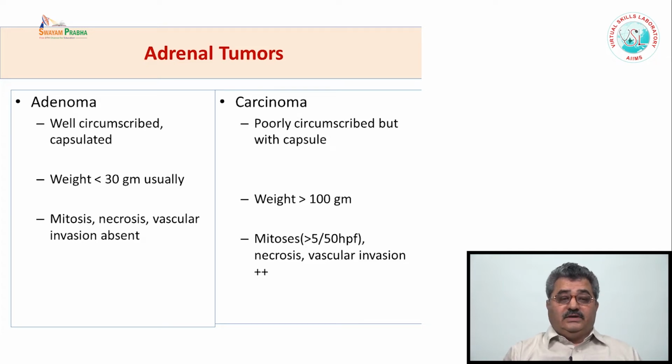Adenomas are usually well circumscribed. They may be encapsulated. The carcinomas, as compared to adenomas, are poorly circumscribed, but they have a thick capsule. In adenoma, usually the weight is less than 30 grams, whereas in carcinoma the weight is usually 100 grams. The other features which help to differentiate between adenoma and carcinoma are mitosis, necrosis, vascular invasion, or invasion of the fat, etc.